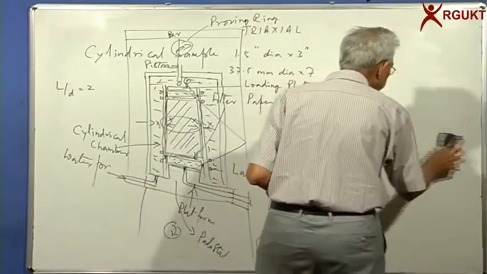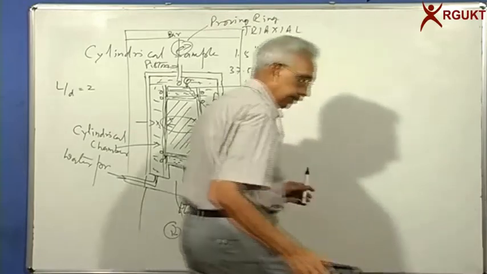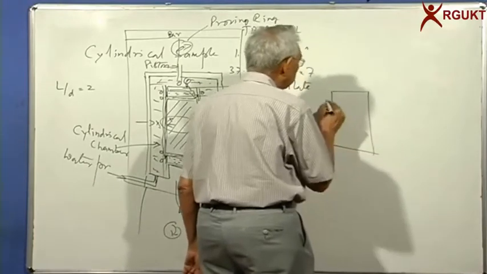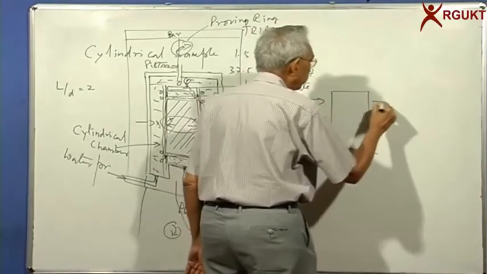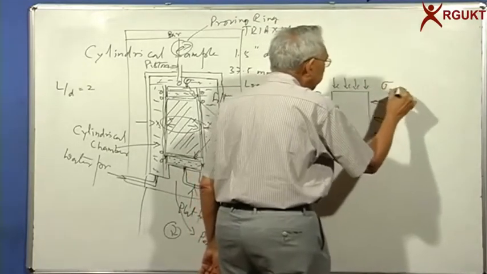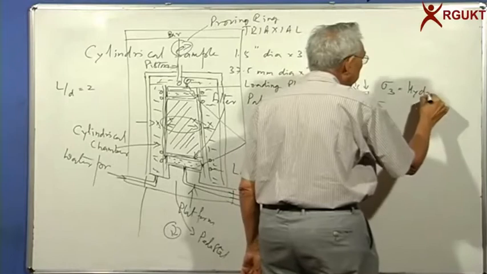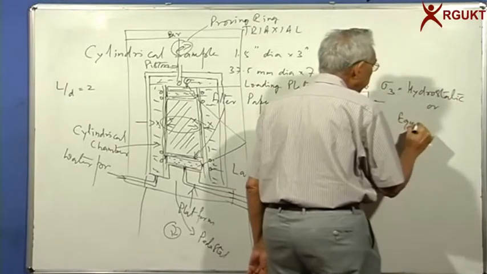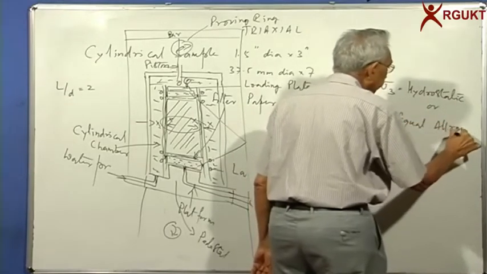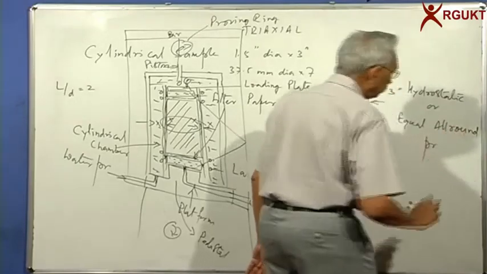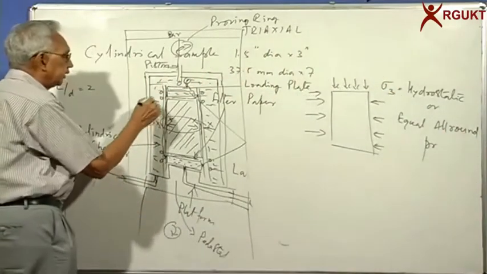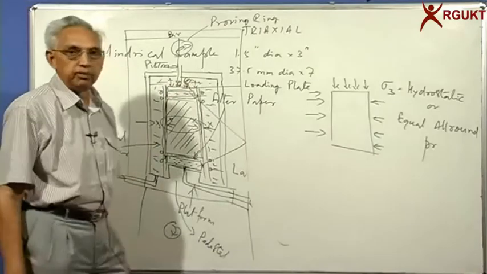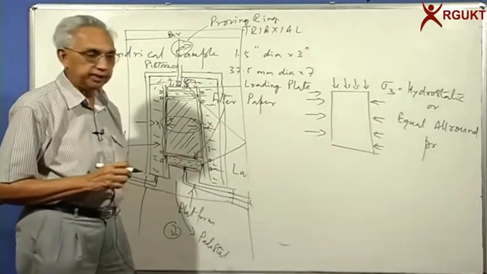So what you have seen is the apparatus and the testing procedure. What we have is a sample, with the latex membrane you have. This is sigma 3, called the hydrostatic pressure, or shall we say equal all-round pressure. Because when you apply the water pressure, it not only acts from the sides, it also will act on the top of the sample. So you will have sigma 3 all around.